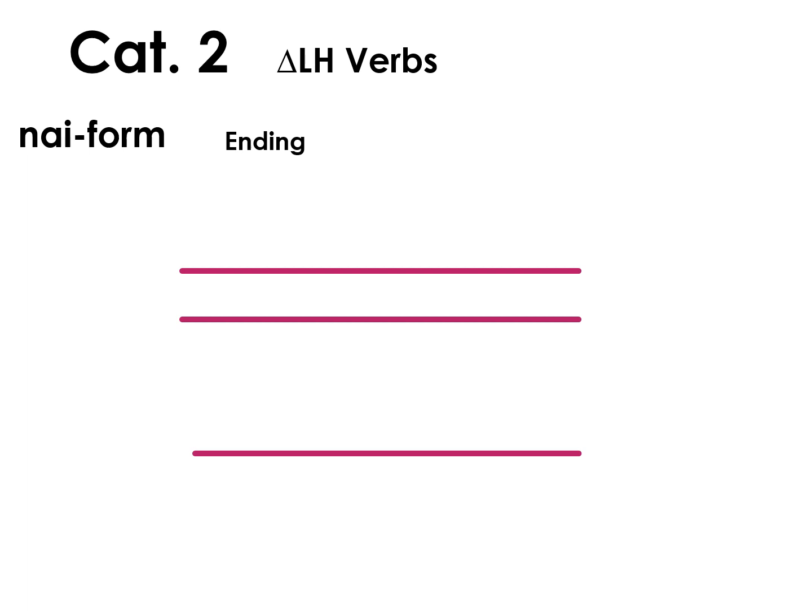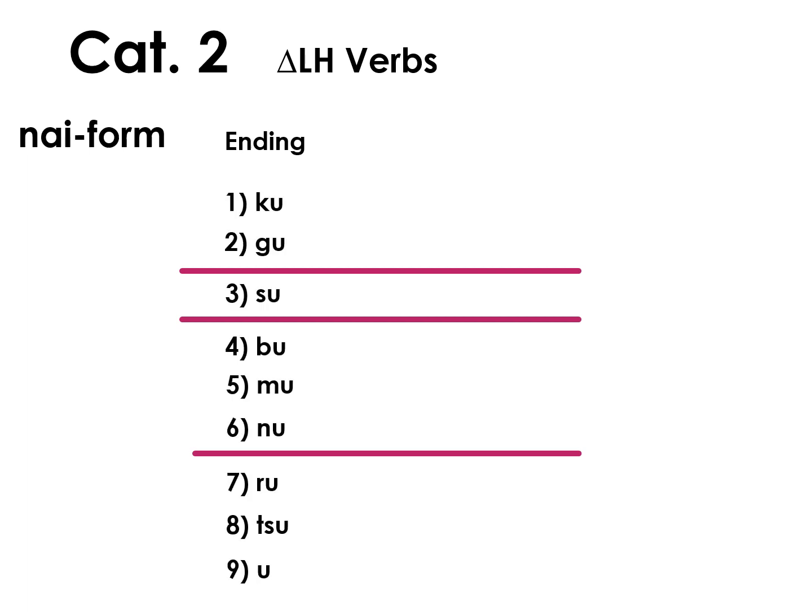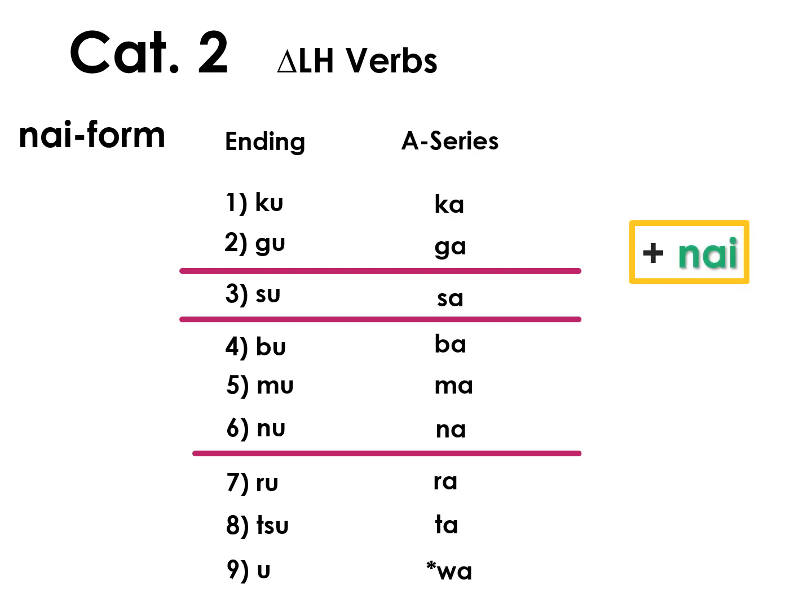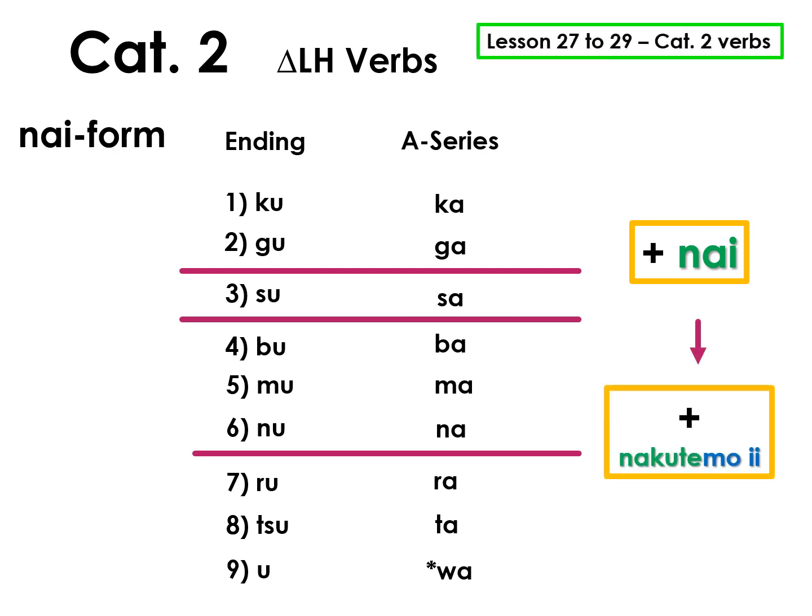For category 2 or last hiragana changing verbs, the last hiragana of the dictionary form of the verb changes to its A series and we add nai. And from nai, we form nakutemo ii. You can review basic conjugation for category 2 verbs in lessons 27 to 29.